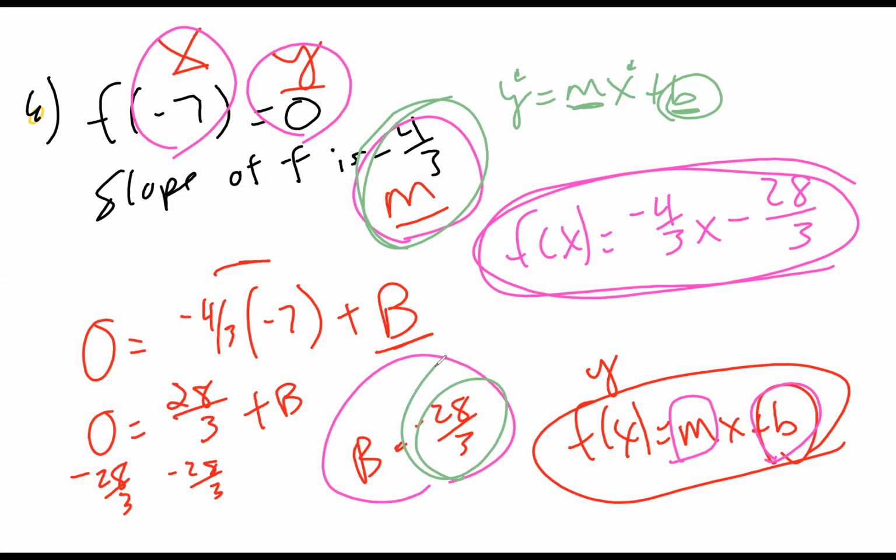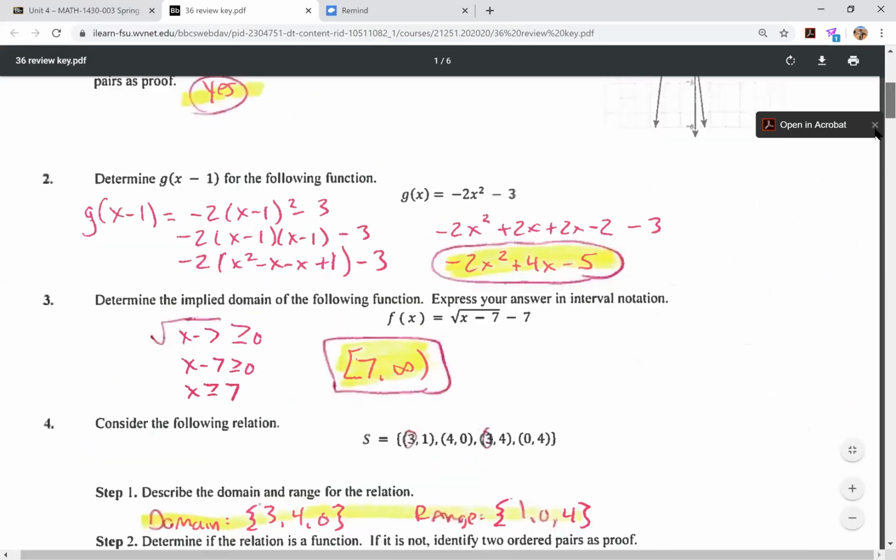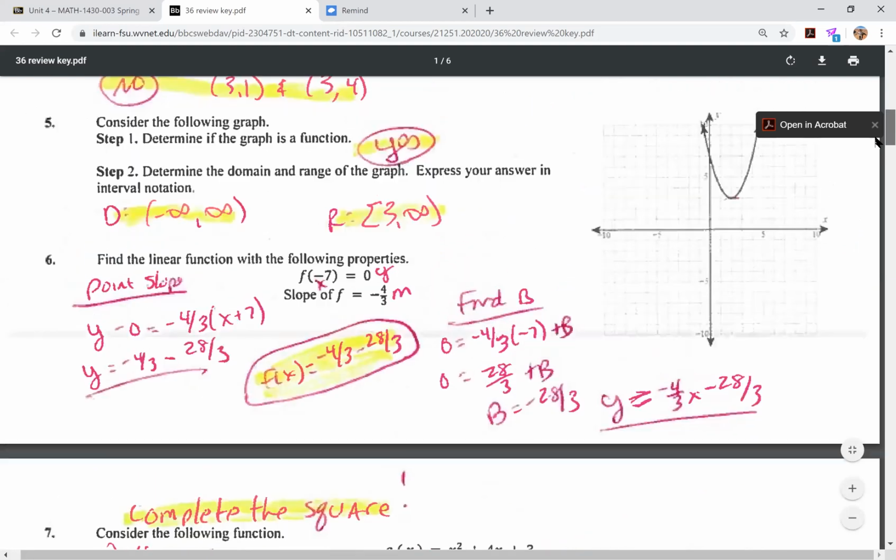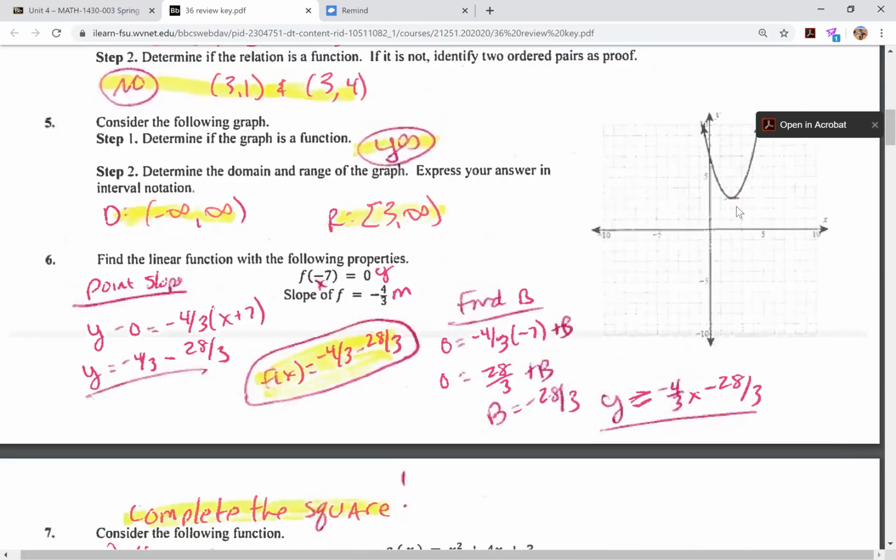All right, so that was 6. So someone said 5, so let's back up real quick and take a look at 5. For number 5, since it's a graph, I'm going to show it to us real quick so we can see it instead of me trying to draw it and write it. Number 5 looks like this guy, this graph over here to the right. And the question is, determine if this is a function, yes or no.